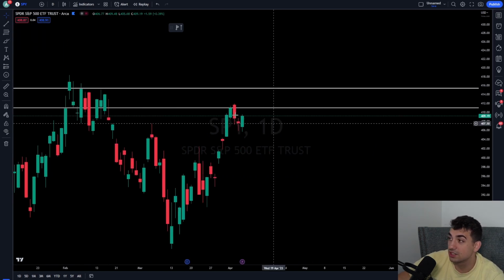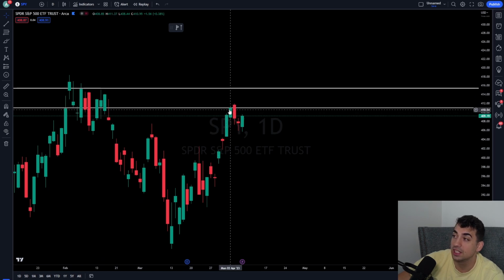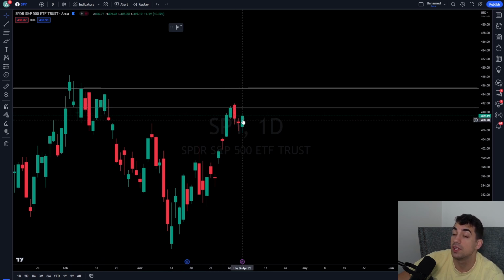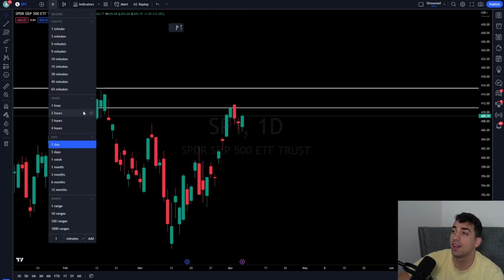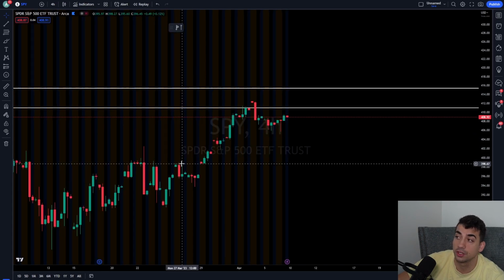If you had this level drawn out previously, you could have seen here, you hit this level and then you move down. It could have given a nice little entry for a short position, a short position that we actually did take advantage of in our Discord group, in SPY puts.